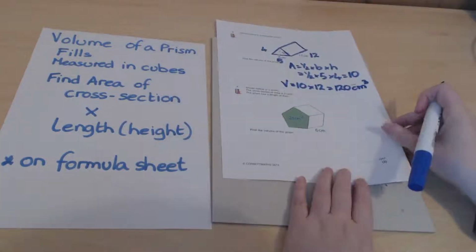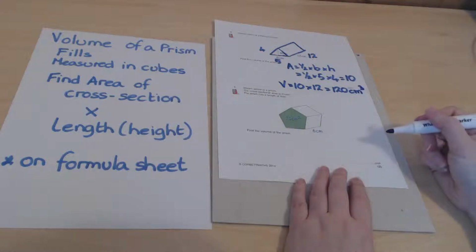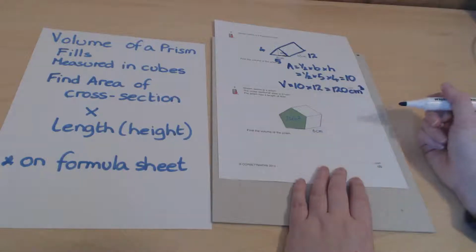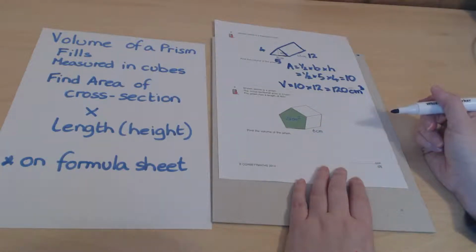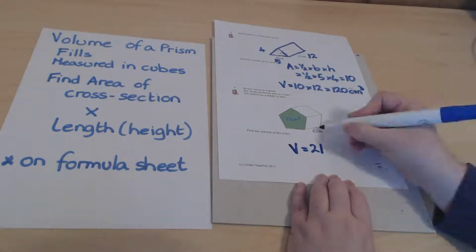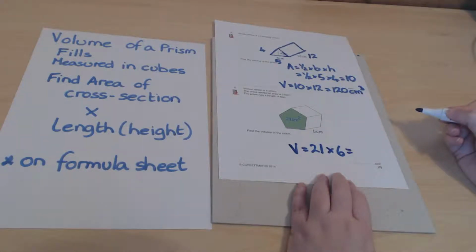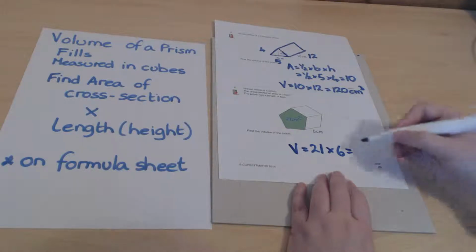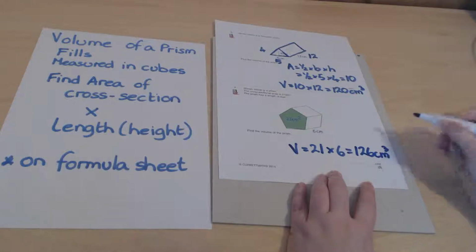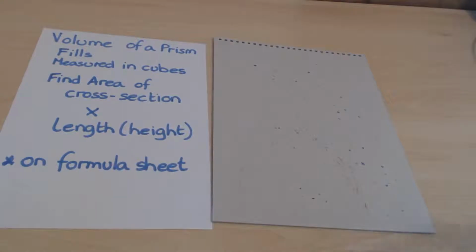Okay, so here we've got an unusual shape. We've got a pentagon turned into a prism, but they've made life super easy for us because they've actually already told us what the area of this cross section is. So don't panic. All we've got to do is take that area, 21, and multiply it by how far it goes back. So 6 times 21, 6 20s is 120, plus 6 more, 126 centimeters cubed.